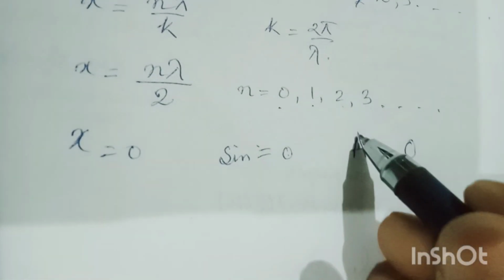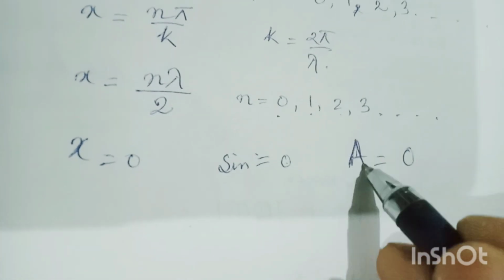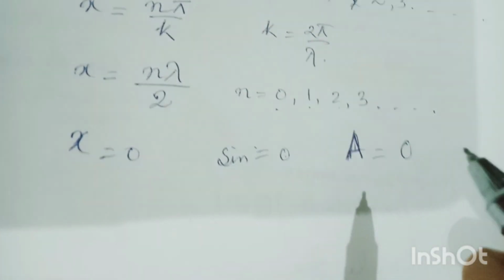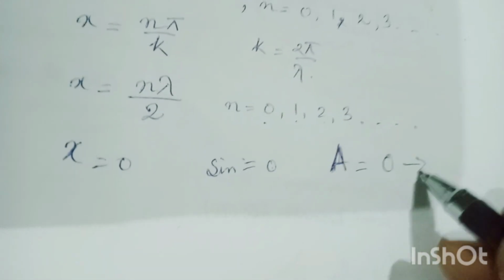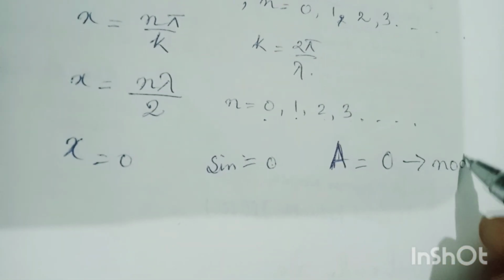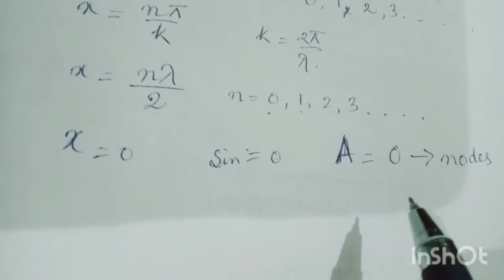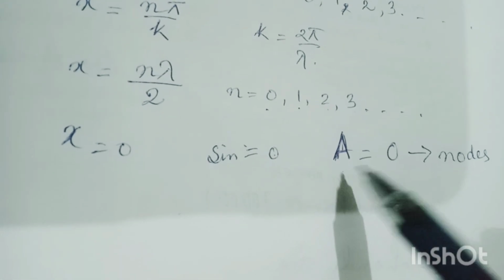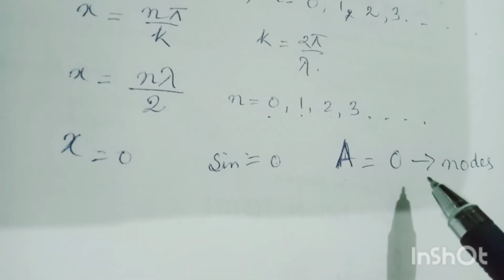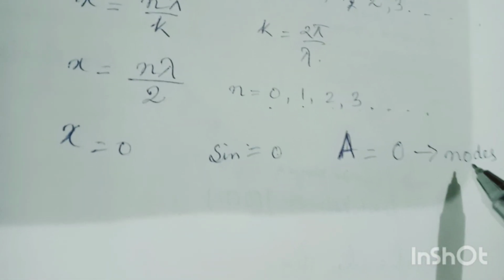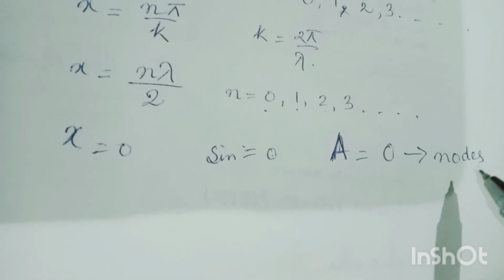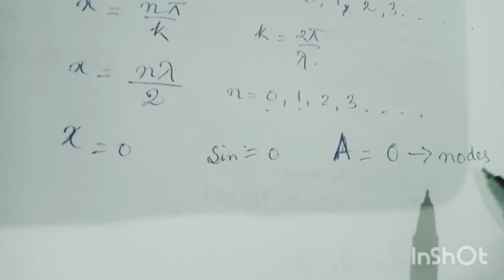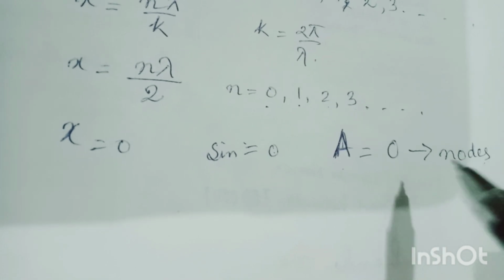The point, or the position of the medium, at which the amplitude of the wave is 0 is called a node. The position at which the amplitude of the wave is 0, we call that position a node. At a node there is no motion of the particle at all.